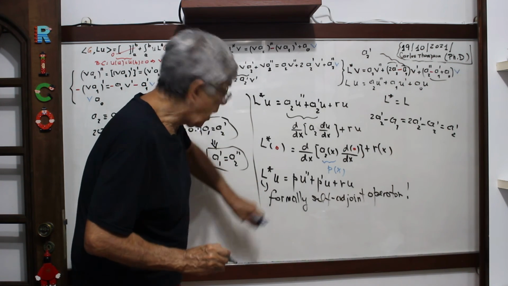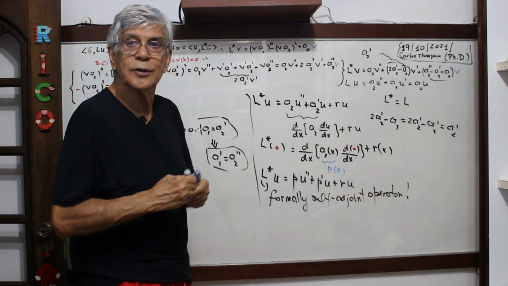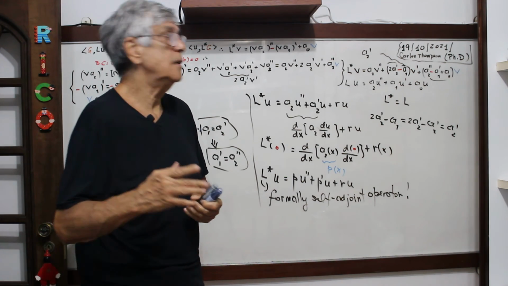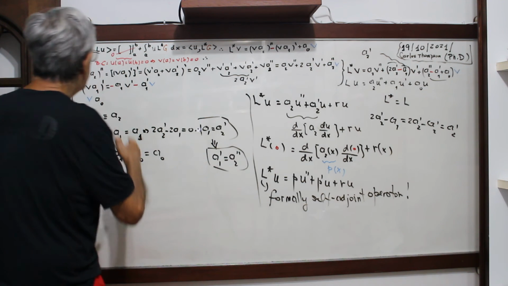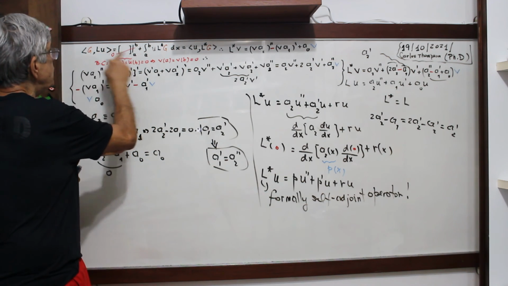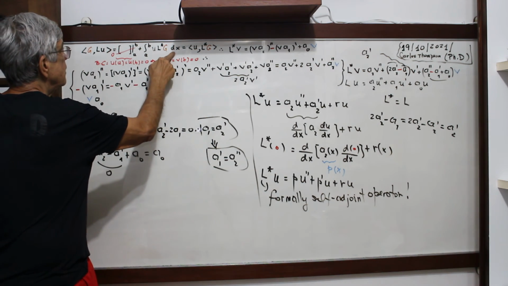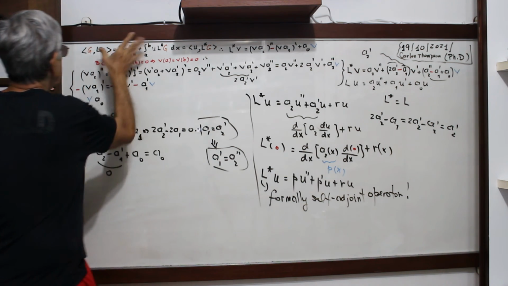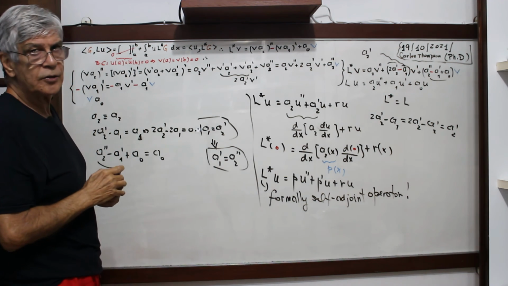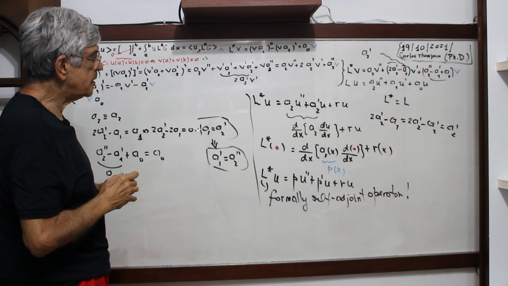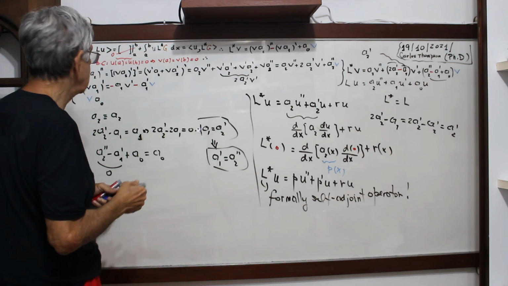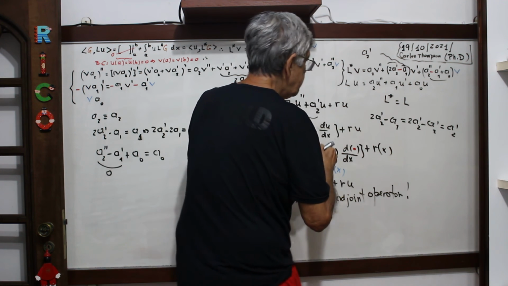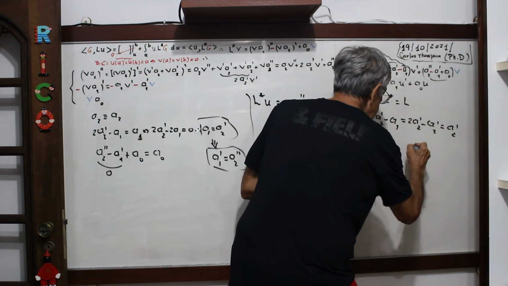Why is this L star important? You will see in the next video that if I substitute V by G, I already put G over here. G will be the Green function. Then I use the same idea. This is for the next video.